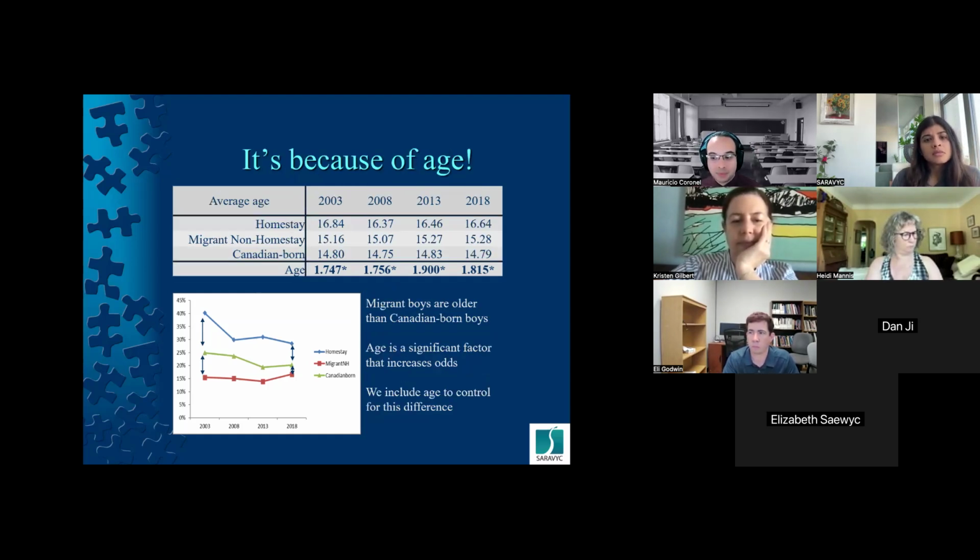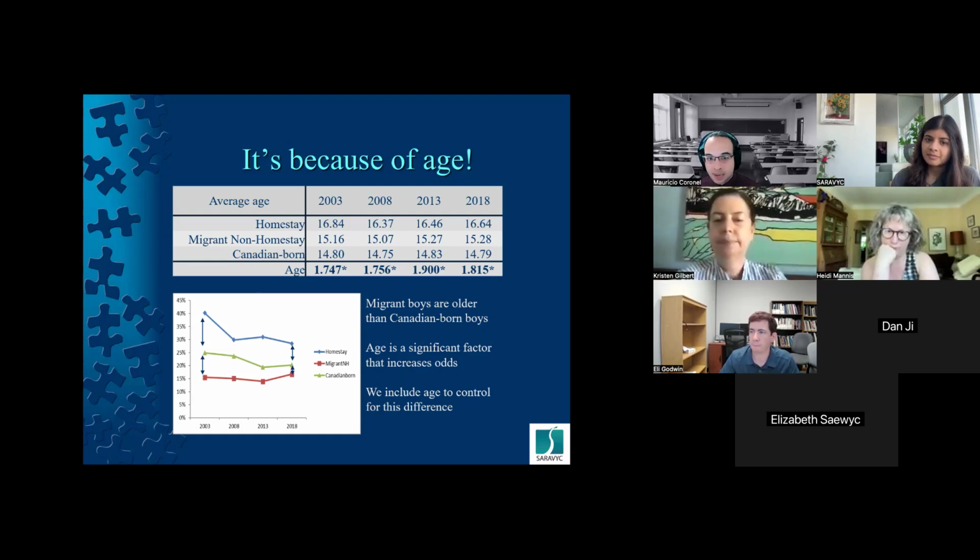If you remember earlier, we were talking about how we can include other factors to control because our groups are not going to be the same. And one of the major factors that we look at is age. And I included in this table at the top the average age of each group for every year. And you can see that the homestay boys were around 16, almost 17 years old, whereas the migrant non-homestay were around 15 years old for all the 4 years, and the Canadian-born were about 14 and a half to almost 15 years old. So that big age difference and a significant age factor in the model is telling us that age is a big factor.